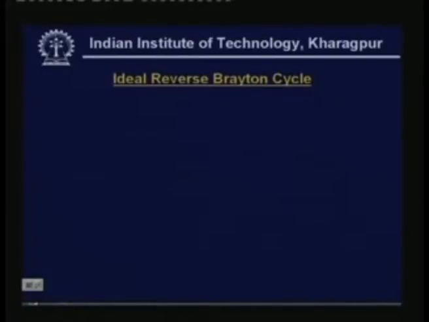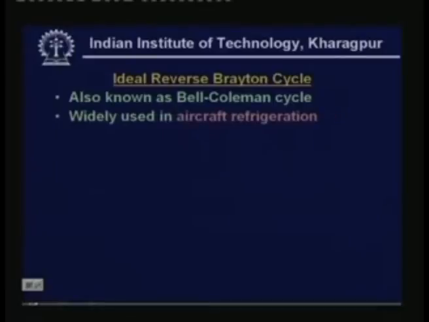Let us first look at the ideal reverse Brayton cycle. This is actually a modification of the Carnot cycle, and it is also known as the Bell-Coleman cycle or sometimes the Joule cycle. So the Bell-Coleman cycle, reverse Brayton cycle and Joule cycle mean the same thing. This is widely used in aircraft refrigeration, and this cycle is internally reversible.